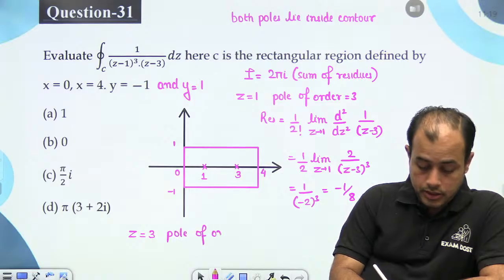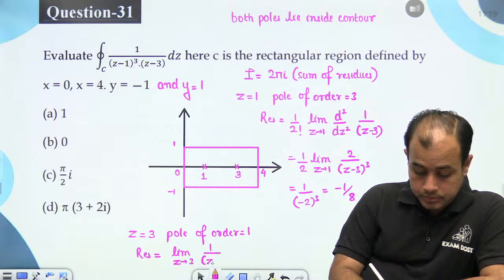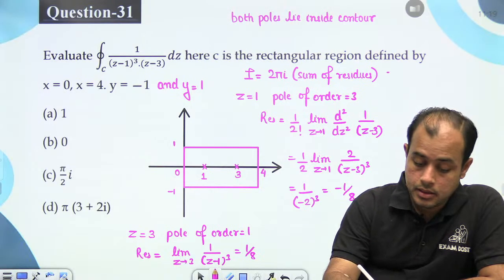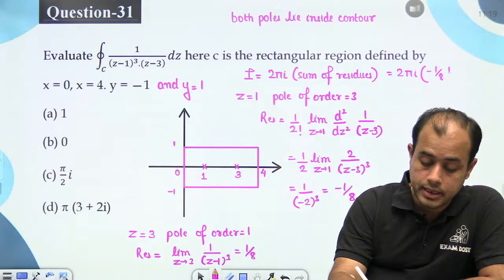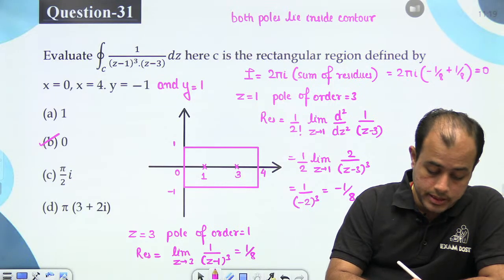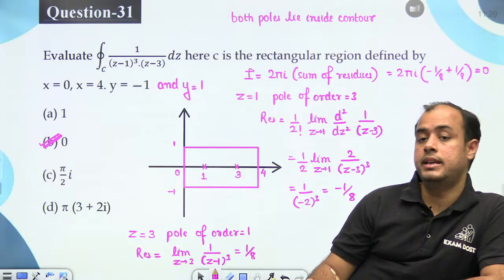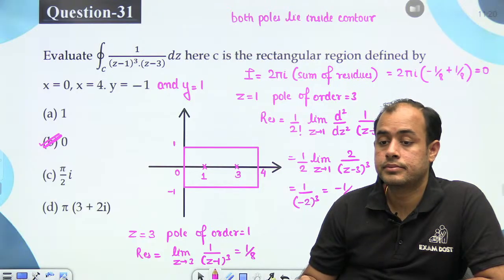Pole of order 1. So residue 1 by 8. So it is 2 pi iota times minus 1 by 8 plus 1 by 8, that is 0. Very good, Rahul. Answer is 0. The B option, the answer is 0. Okay.